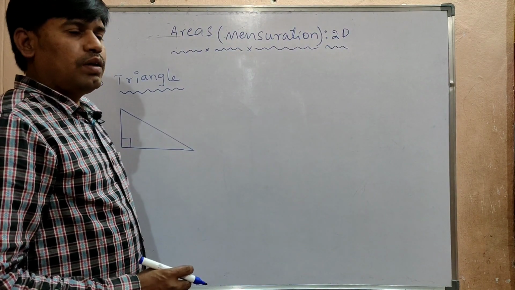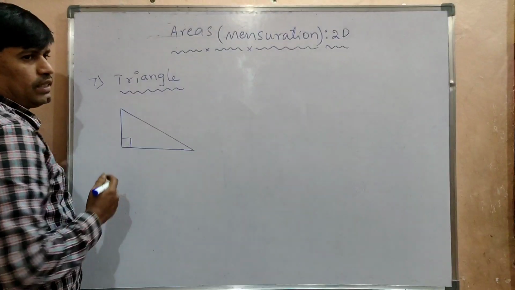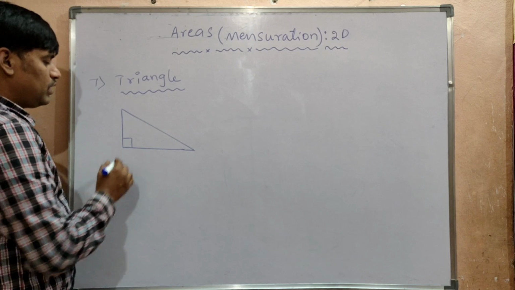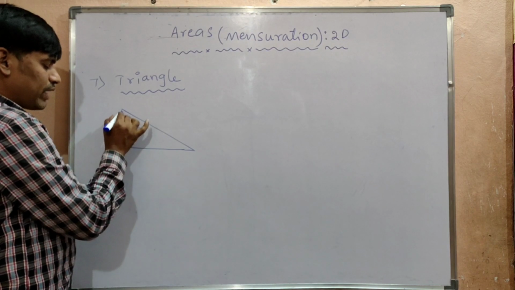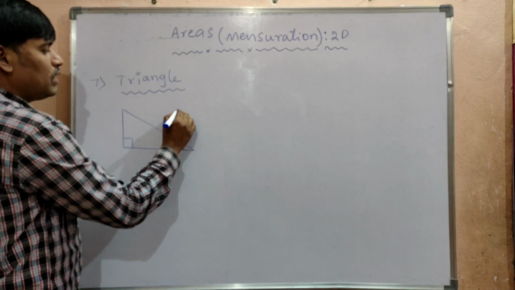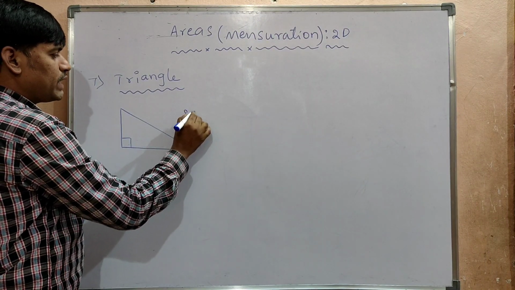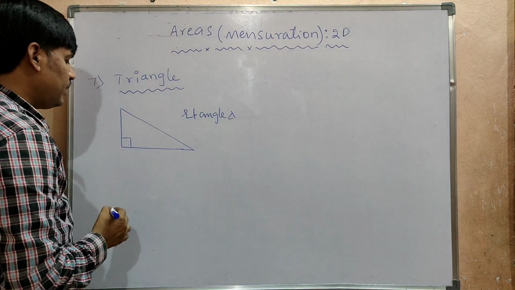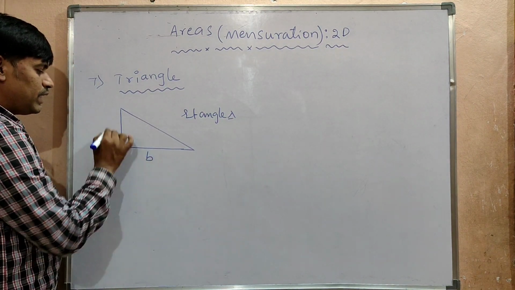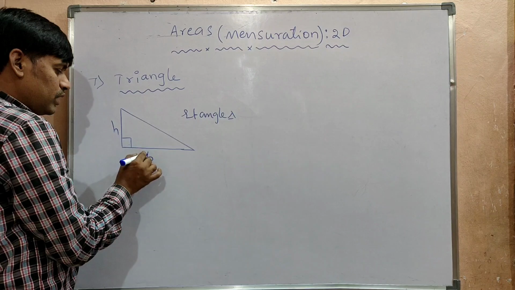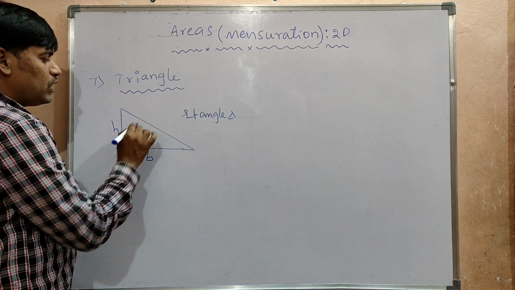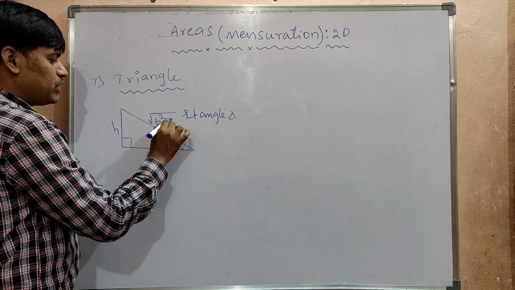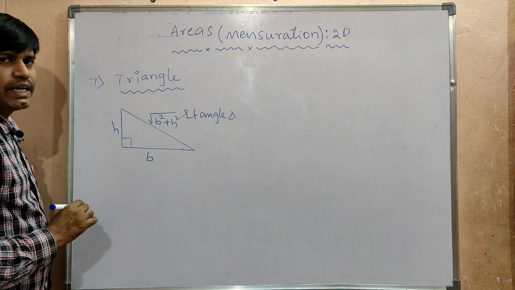Now I am starting triangles. In triangles, first I am taking the right angle triangle. Here it is the base, and here it is the height. The diagonal is equal to the square root of b square plus h square. Okay, here it is the diagonal.